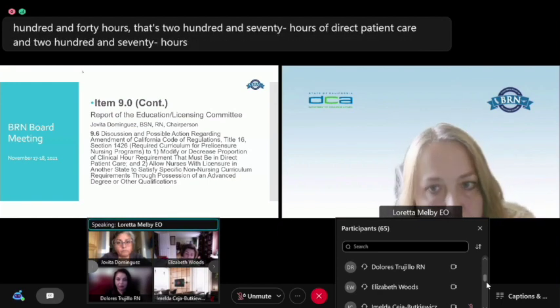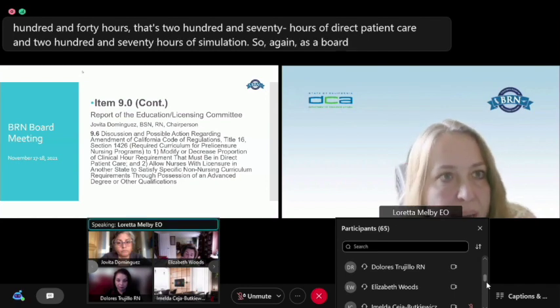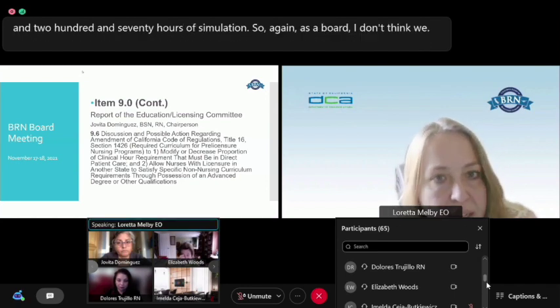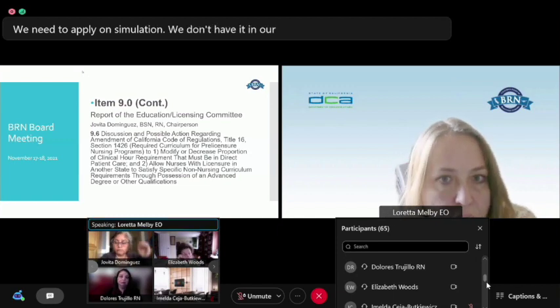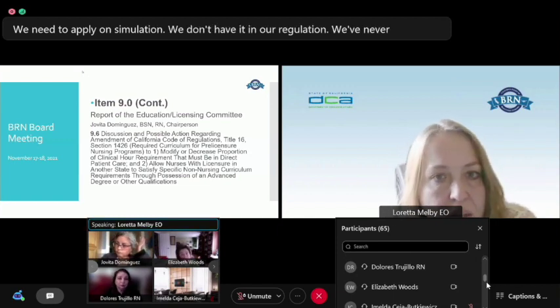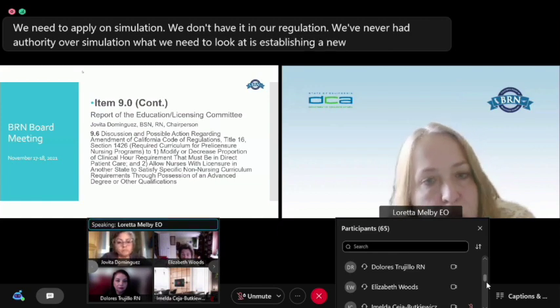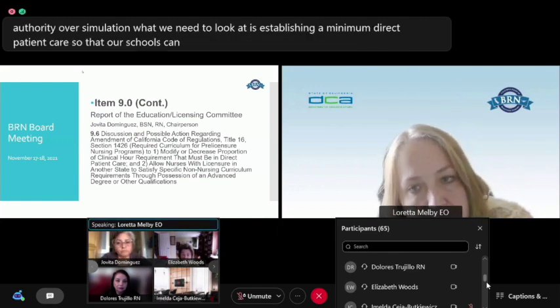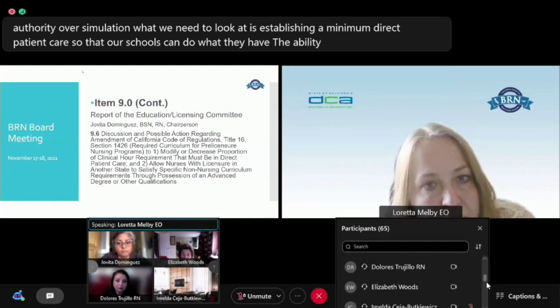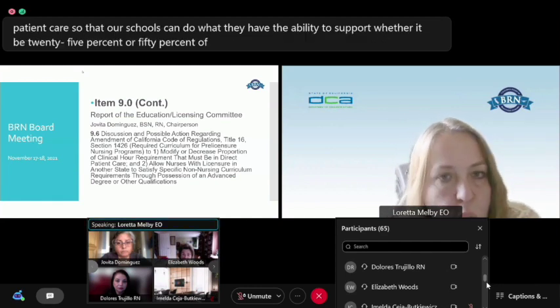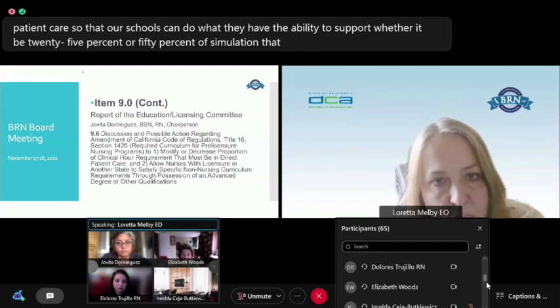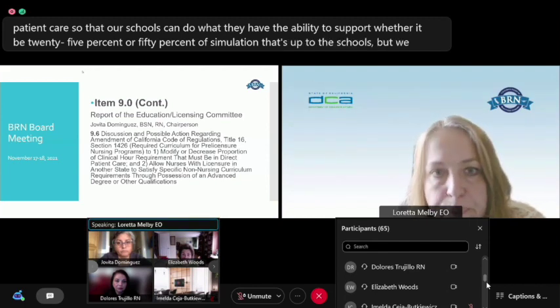So again, as a board, I don't think we need to opine on simulation. We don't have it in our regulation. We've never had authority over simulation. What we need to look at is establishing a minimum direct patient care so that our schools can do what they have the ability to support, whether it be 25% or 50% of simulation. That's up to the schools, but we have set the standard with the minimum direct patient care.